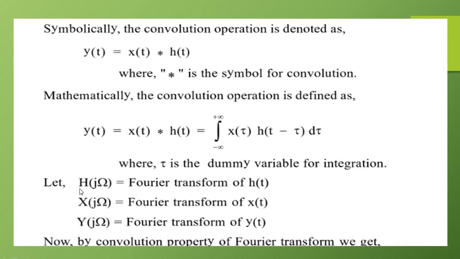Now let us assume these variables. H of j omega is the Fourier transform of h of t. X of j omega is the Fourier transform of x of t. Y of j omega is the Fourier transform of y of t.